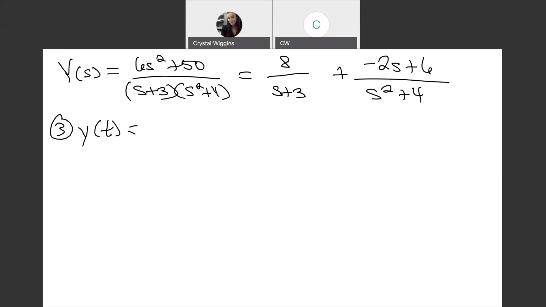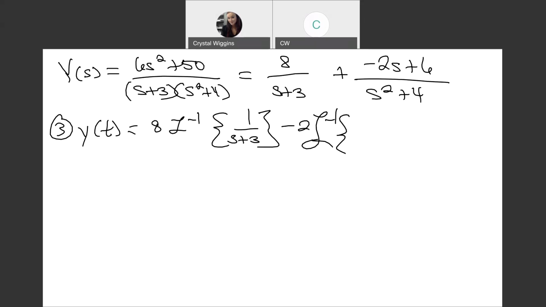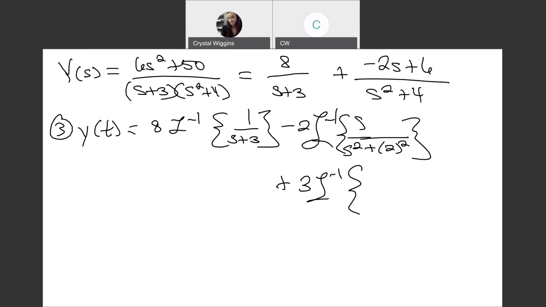So now we're at step 3 where we are finding the solution. So y of t is equal to 8 Laplace inverse of 1 over s plus 3, minus 2 Laplace inverse of s over s squared plus 2 squared, plus 3 Laplace inverse of 2 over s squared. Well, you know what, let me start with what it looks like originally: 6 over s squared plus 2 squared.